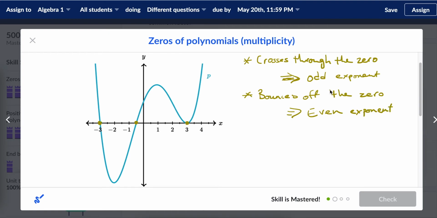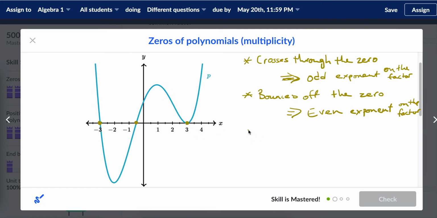And what we say is that it has a multiplicity. So the exponent is the multiplicity on that factor. Right, so we say the factor happens twice. So this is something that you see when you're looking at your quadratics.